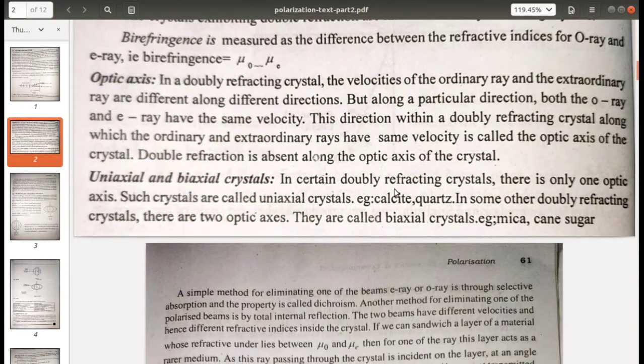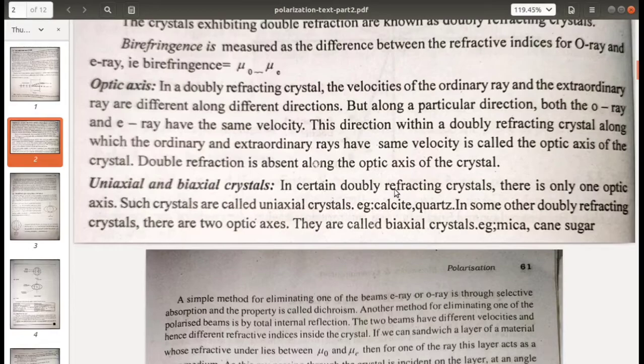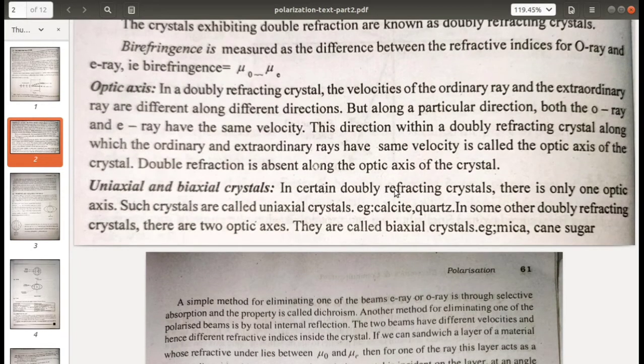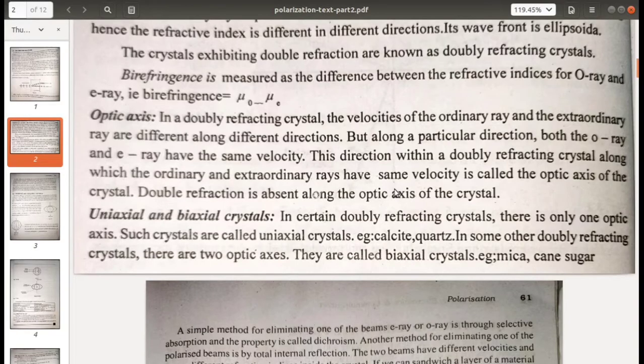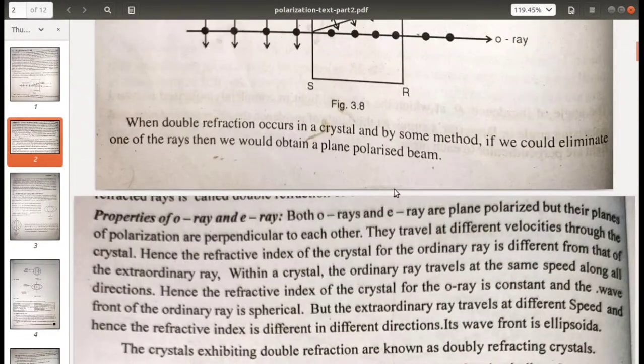Now, uniaxial and biaxial crystals. In certain doubly refracting crystals, there is only one optic axis. Such crystals are called uniaxial crystals. Examples are calcite and quartz. But in some other doubly refracting crystals, there are two optic axes. They are called biaxial crystals. Mica and cane sugar are examples of biaxial crystals.